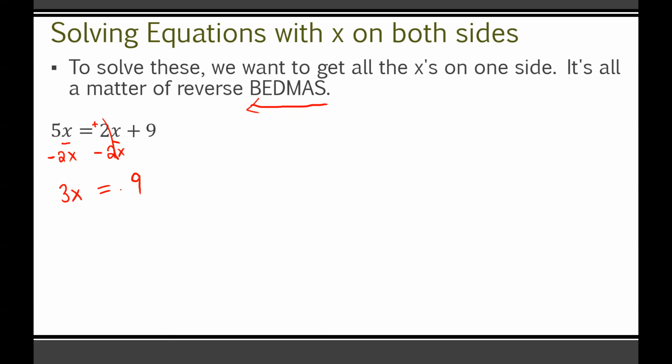Now to get x totally by itself, this becomes a lot more familiar. We just need to divide by 3 on both sides. And this is going to give us x equals 9 divided by 3, which of course is just 3. Not really any different than what we've been doing this whole time, right? So when there's x on both sides of an equation, just gather them to one side of an equation and then go from there. Anyway, let's look at some more challenging ones here.